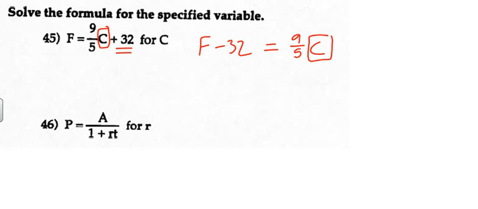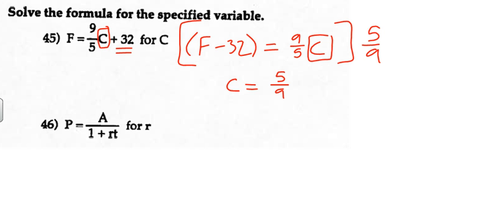Only way I can probably proceed is either to divide or multiply by 5/9, and since I would rather multiply than divide, I'm going to do that. So I'm going to essentially multiply this entire equation by 5/9. That would cancel this out, leaving me with c equals, and then I'm going to put the 5/9 in front. I'm going to group this with a parenthesis, and then my final answer would be c is equal to 5/9 times f minus 32.